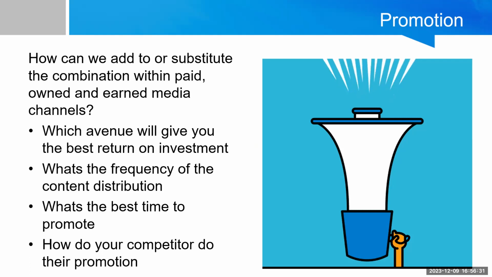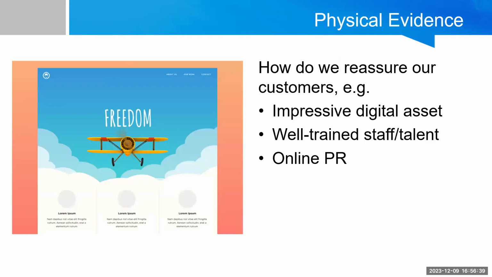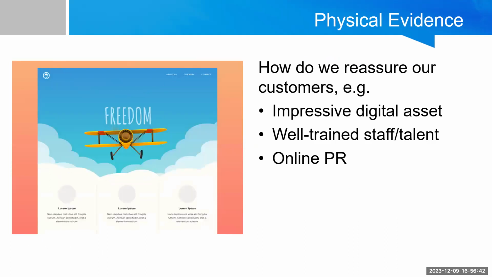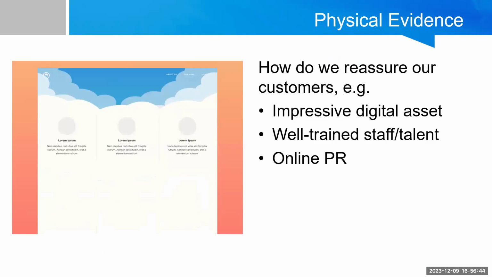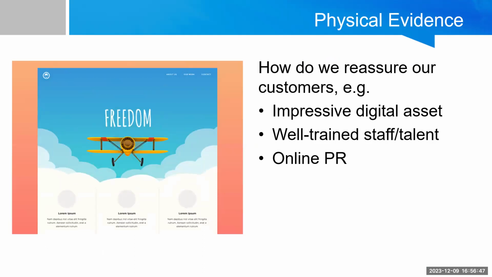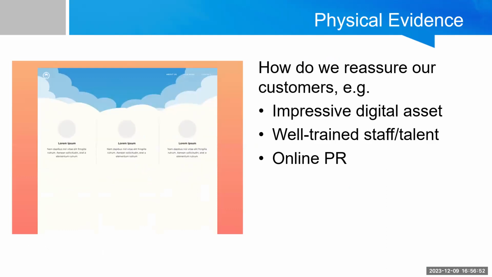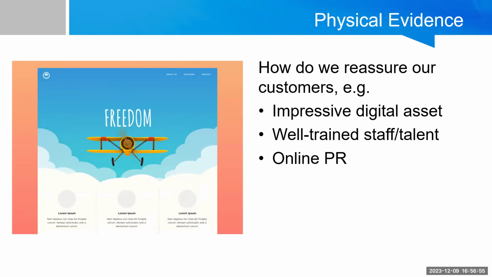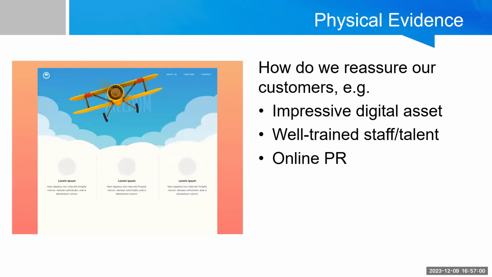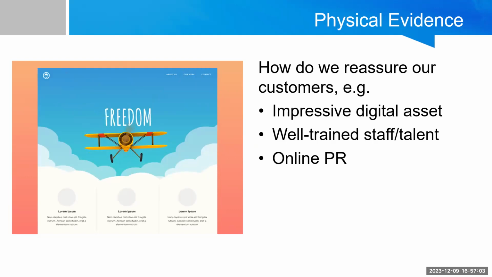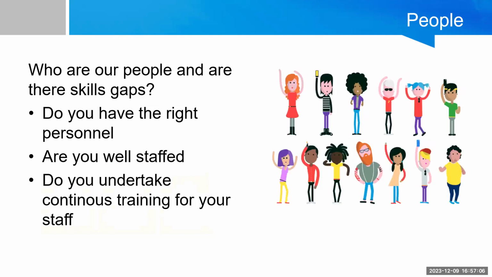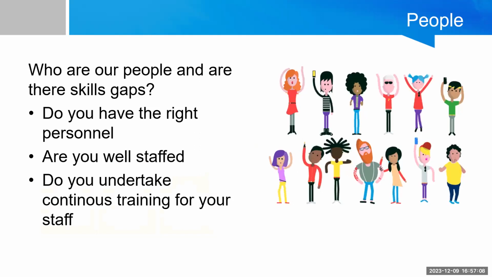Lastly, how do your competitors do their promotion? So you also need to look at what other businesses are doing, especially those that occupy the same niche. Physical evidence. How do you reassure our customers? For example, with physical evidence, you can provide impressive digital assets, well-trained staff and talents, online PR. These are some of the physical evidences that will make you stand out in terms of rendering products or services. People. Who are people and their skills gap?